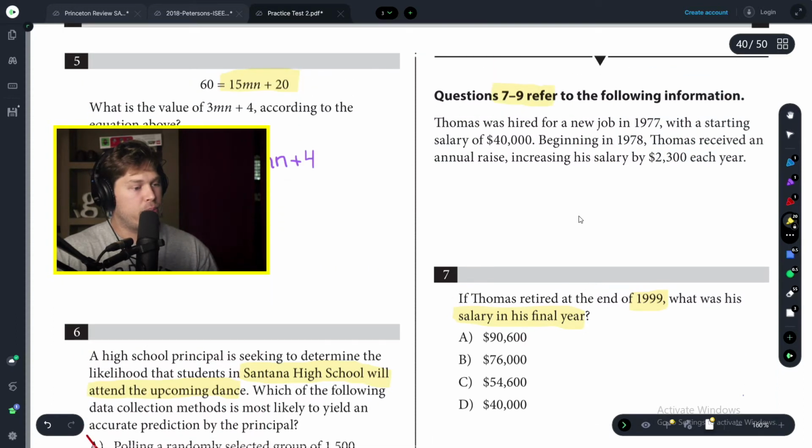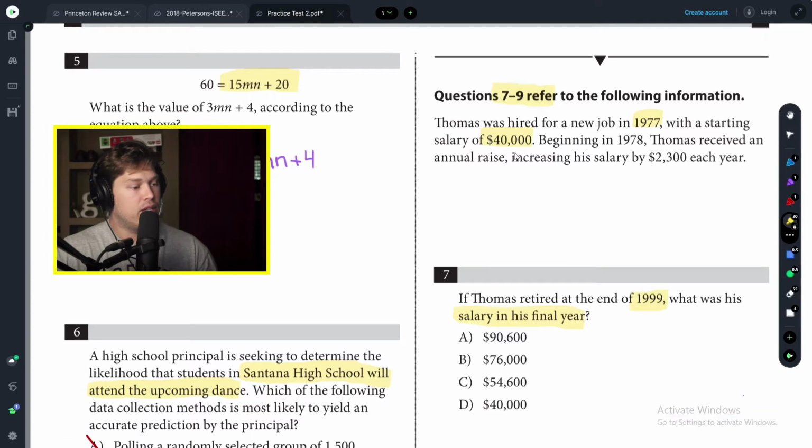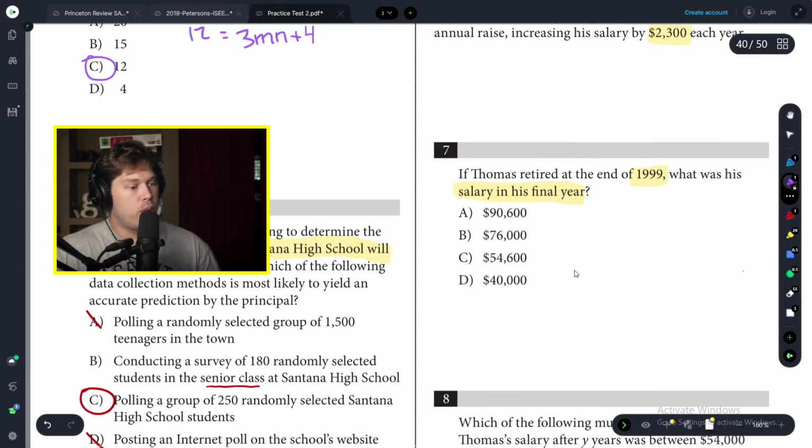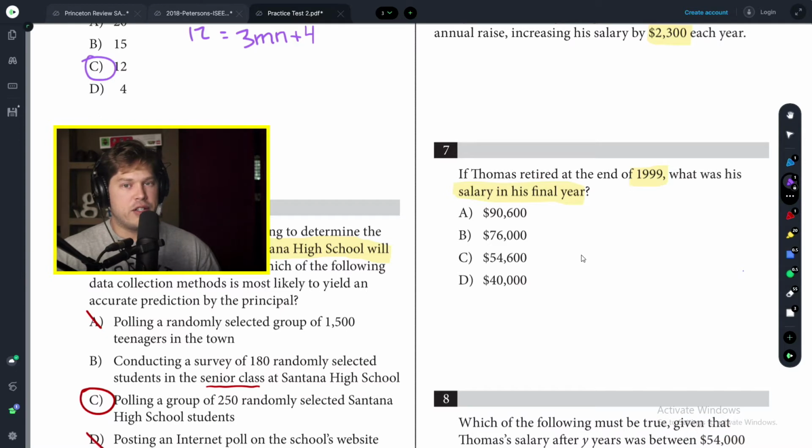Okay, let's read this bit of information. We're told Thomas was hired for a new job in 1977 with a starting salary of $40K. Beginning in '78, he received an annual raise, increasing his salary by $2,300 each year. Okay, so what would that look like as a function?